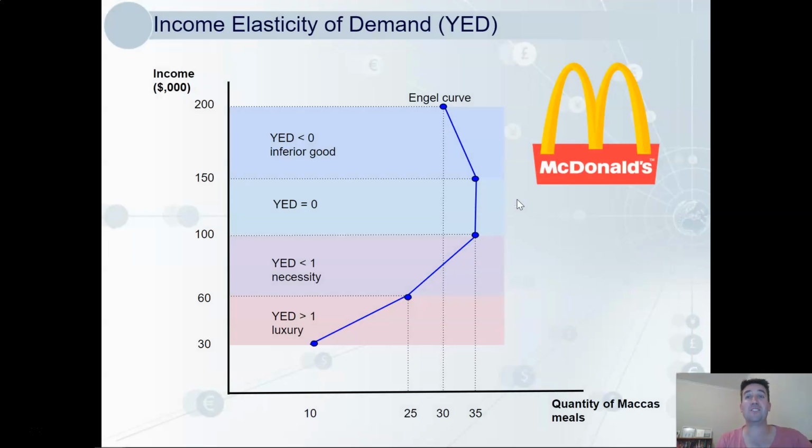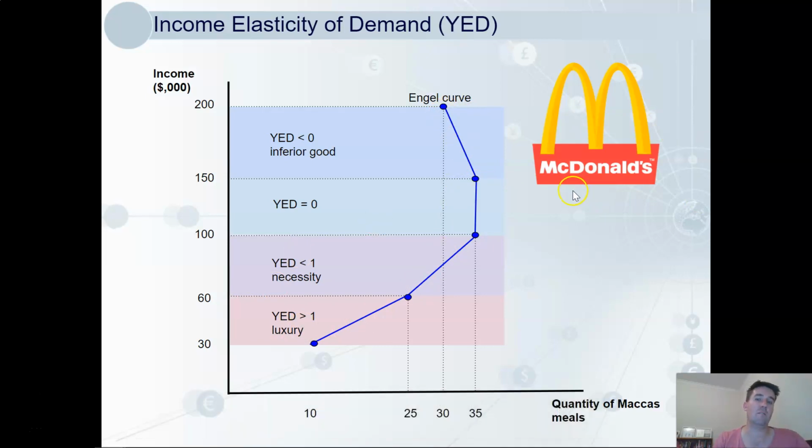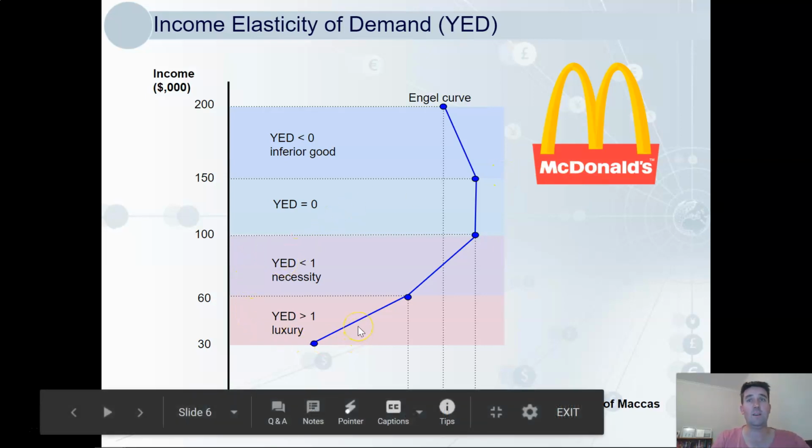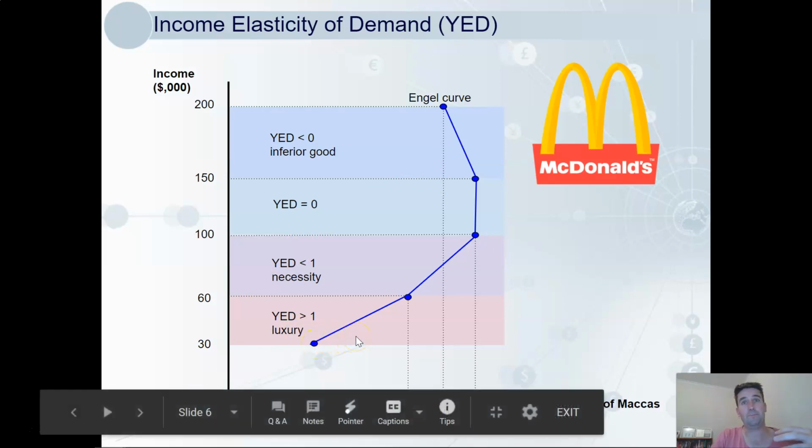Next, we'll look at a way to show these classifications on a diagram. This is called the Engel curve. We've discussed McDonald's before. Is it inferior or is it normal? That depends on our income. I've put up some basic values here. So let's say you're earning 30 grand a year. Macca's might be a special treat, so a luxury.